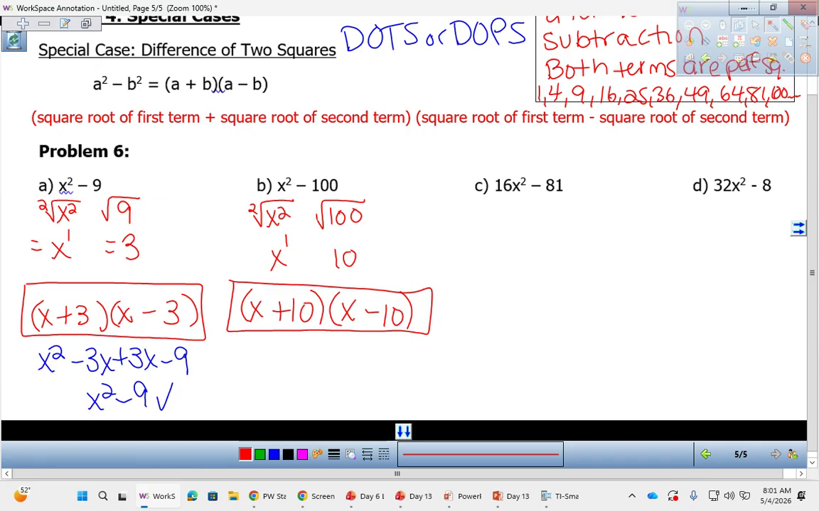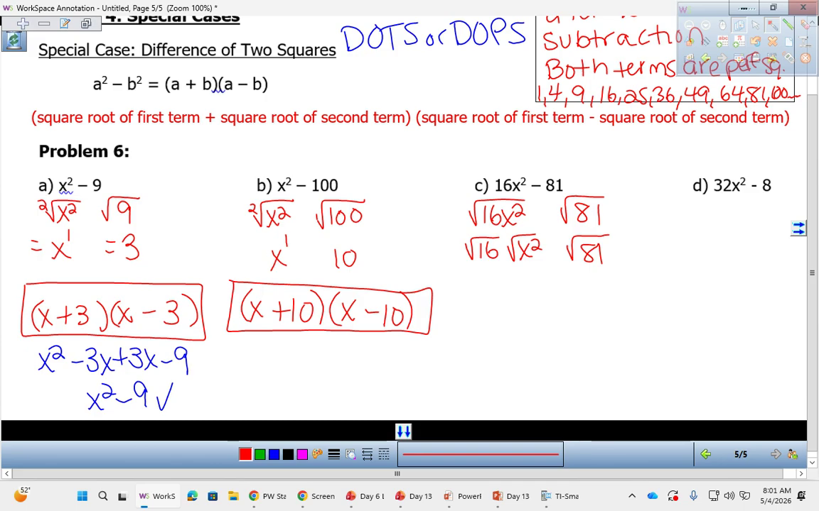2 terms, binomial, subtraction. 16 is a perfect square, 81 is a perfect square. This is a perfect candidate for DOPS, differences of perfect squares. It's subtraction of 2 perfect squares. So I'm going to take the square root of each. Now you might remember from last unit that to do this, we separated them to separate the mindset. Some of you won't have to do that, right? But it might be helpful for you just to make the connection to the last unit.